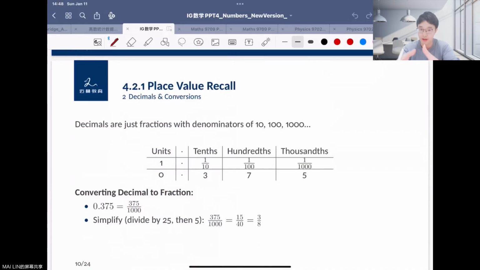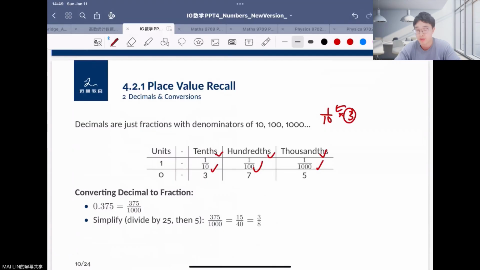Here there are some fractional numbers, right? We have 1 over 10, 1 over 100, and 1 over 1,000. Another name for them is tens, hundreds, and thousands. For each part, we can put 1/10 times 3, so we can say we have 3 times 1/10.